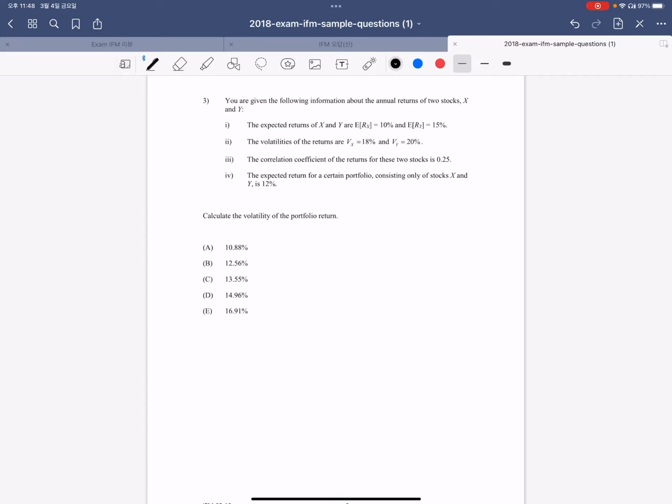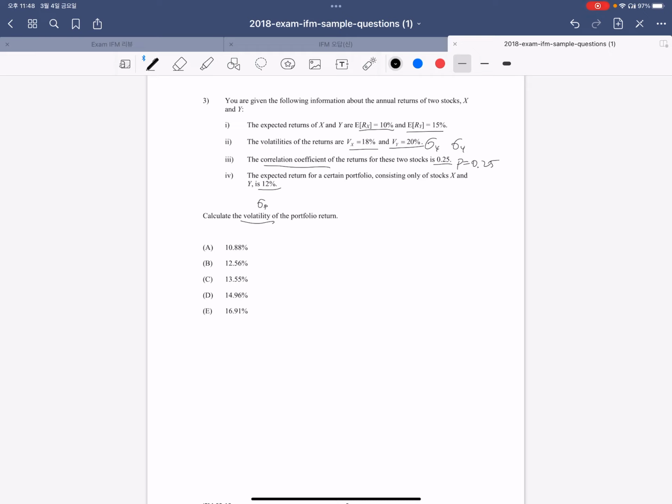We're given some information about two stocks, X and Y. We're given the expected returns of those two stocks, the volatilities, which are the standard deviations, and the correlation coefficient of these two. And we are given the expected return for a portfolio consisting of these two stocks, which is 12%. And we want to calculate the volatility, which is the standard deviation, of the portfolio.